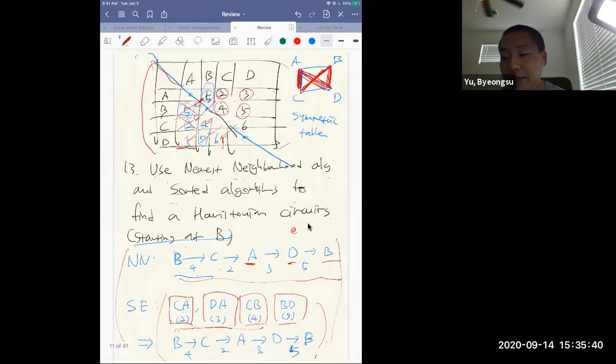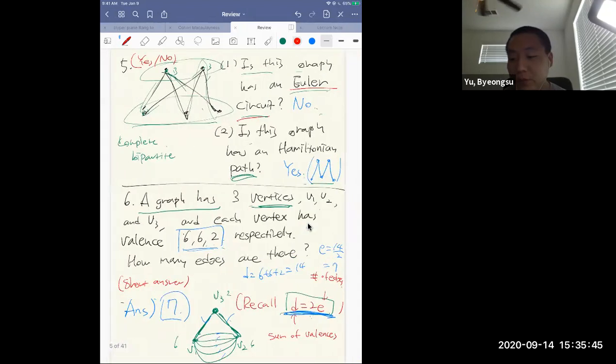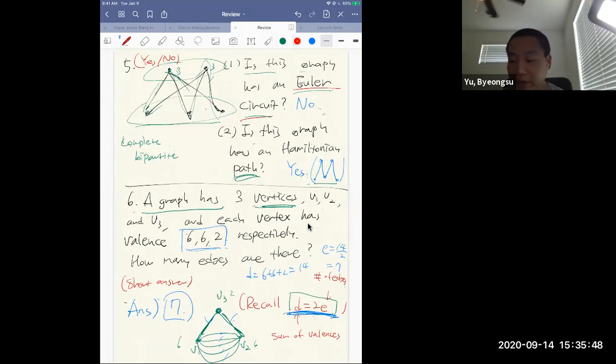Yes, I did it last time, but I can review it for you. You mean number 6, right? Here, how many edges are there? You can use the formula D equals 2E, where D is the sum of the balances. The sum of balances is 6 plus 6 plus 2, which is 14. And E is the number of edges, so you divide 14 by 2 to get the number of edges. In that case, it is 7. So you can see the notes.